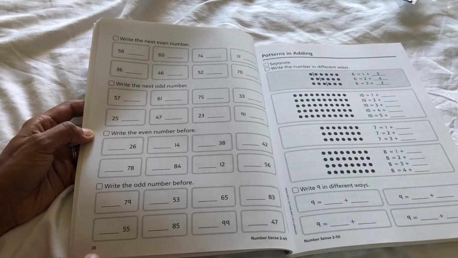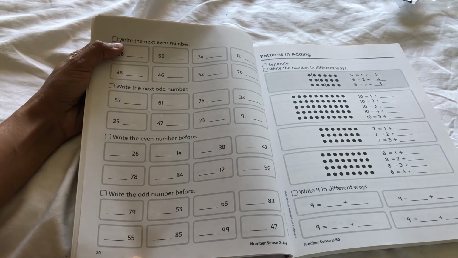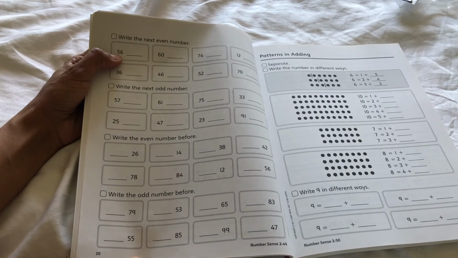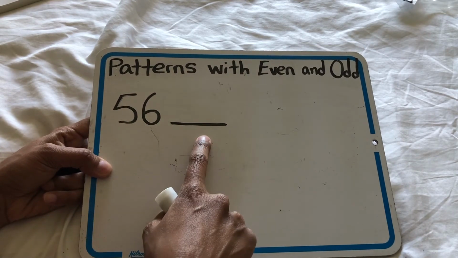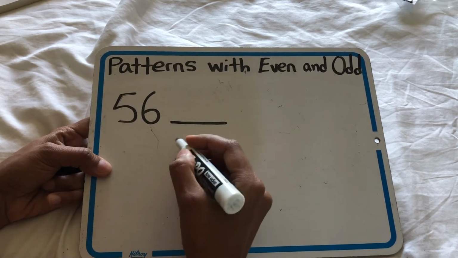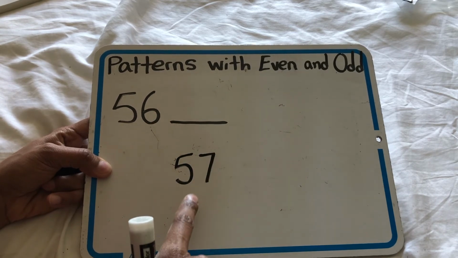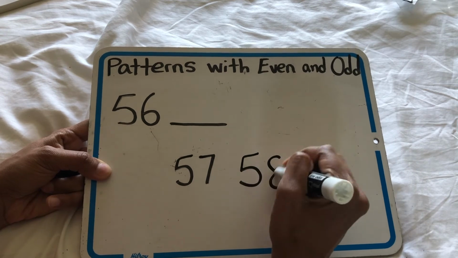Page 20 of our Jump Math 2.2 books. For the first part, it's asking you to write the next even number. So here's the number 56. What do you think is going to be the next even number? I've written this question on the board, 56, and what's going to be the next even number? What number comes after 56? Okay, I know 57 comes after 56. What comes after 57? 58.